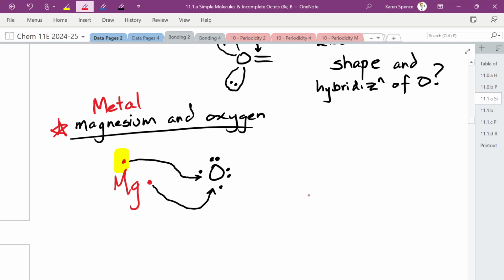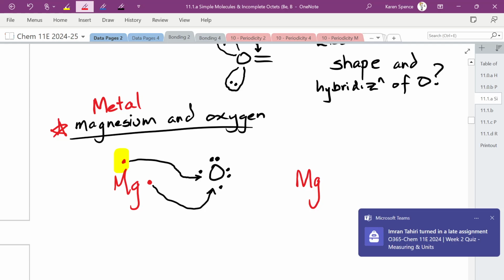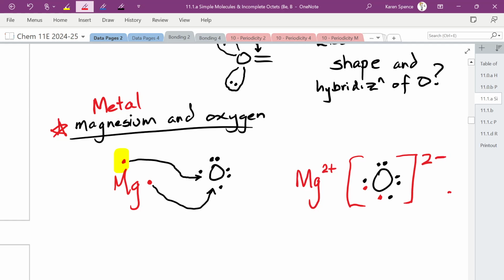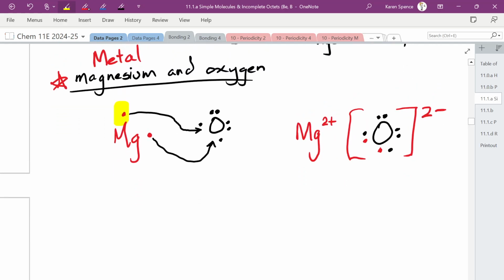So we will end up with Mg, and it has a what charge? 2 plus. And then we have our O, which has its original 1, 2, 3, 4, 5, 6 electrons plus the 2 extra from magnesium, making it a complete octet. 2 minus. So we use brackets and a 2 minus around that. Is that good?